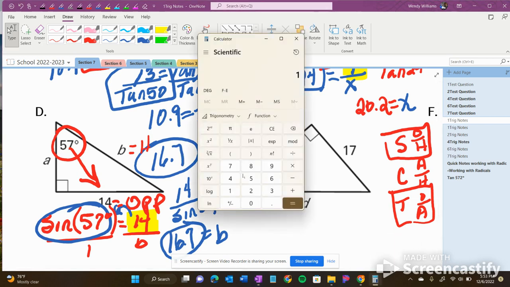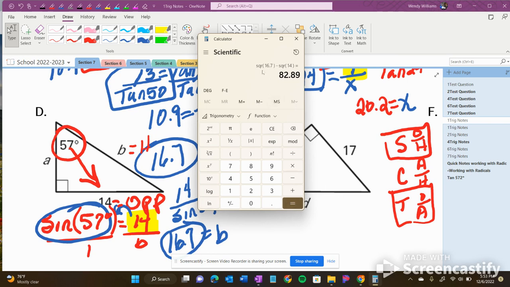Since it's C, we're going to square it. 16.7 squared. Now we're going to minus. A squared plus B squared equals C squared. But if I have C squared, I need to subtract the other. Minus 14 squared, which is 196, equals 82.89.